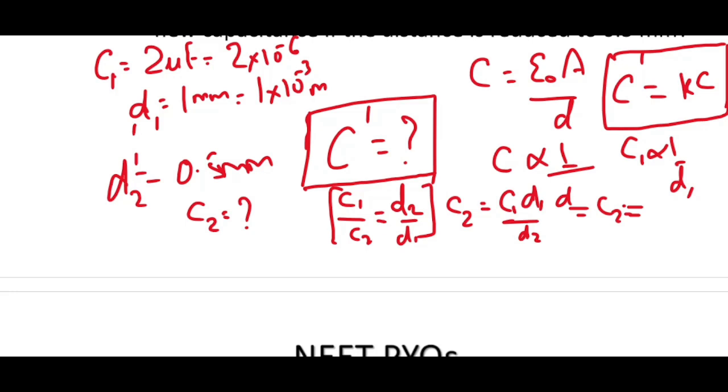See, let me see. C1 is 2 microfarad. D1 is 1. 2 into 1 upon D2, which is 0.5, means 1 by 2. So you can see, it simply becomes 4 times. Okay. The new capacitance will be 4 times of old C. Okay, beta? This is a simple question. Solve the third one.